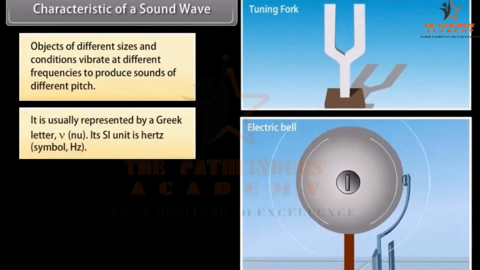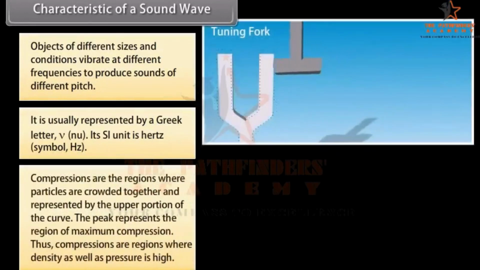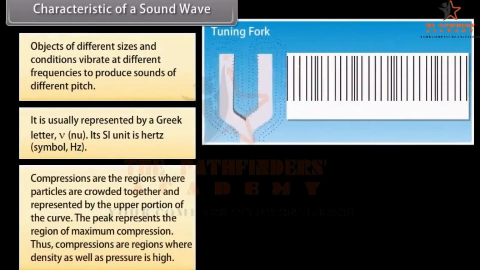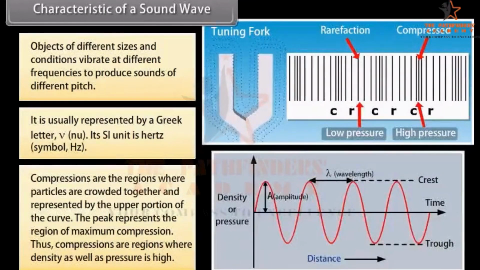Frequency is usually represented by the Greek letter nu. Its SI unit is hertz. We know that compressions are the regions where particles are crowded together and are represented by the upper portion of the curve. The peak represents the region of maximum compression. Thus, compressions are regions where density as well as pressure is high.